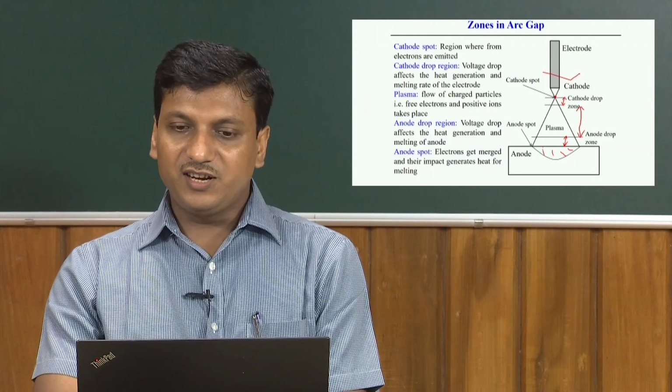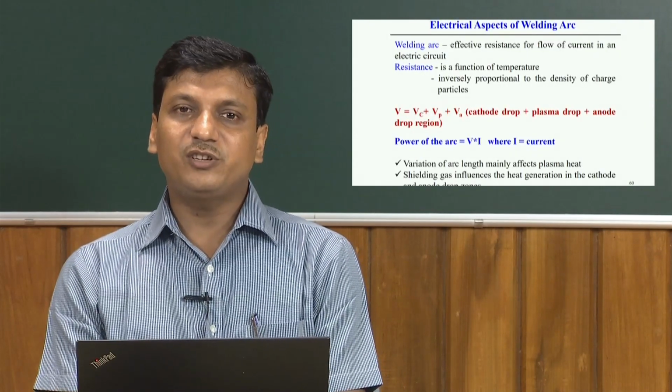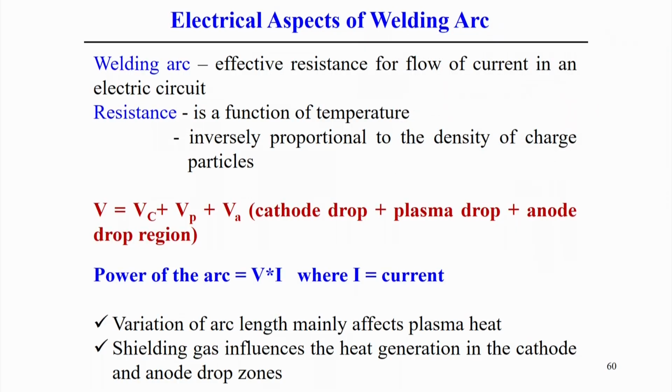In terms of voltage drop, we can represent the electrical aspects of the welding arc in another way: the welding arc can be represented as an effective resistance to the flow of current in an electrical circuit. That is how the flow of electrons creates the heat, either in the workpiece or in the electrode material.